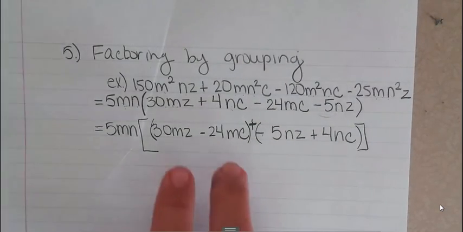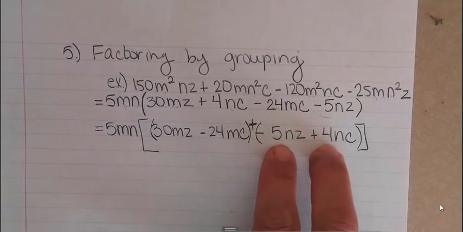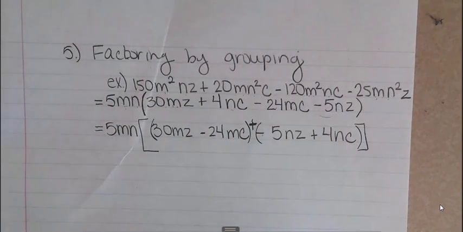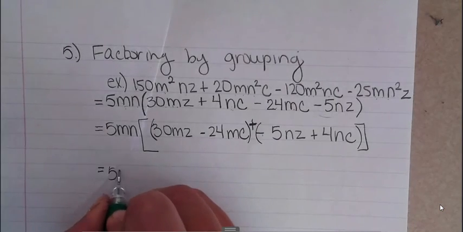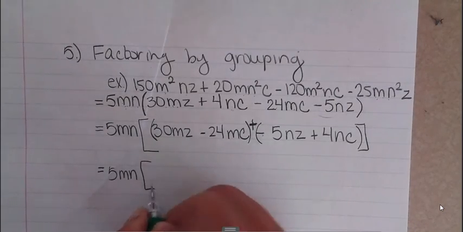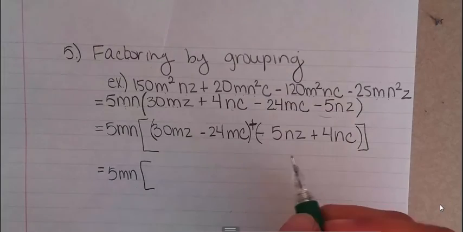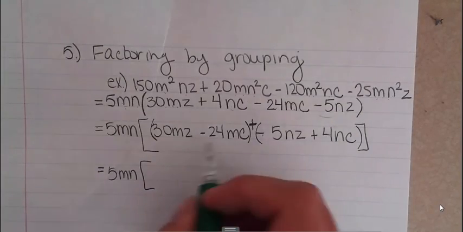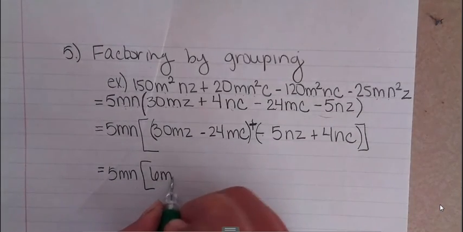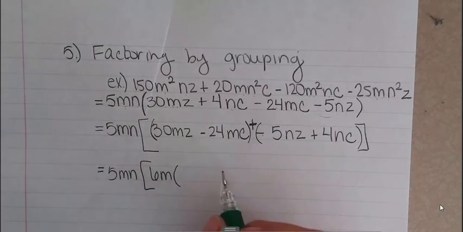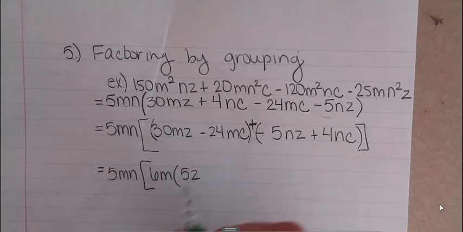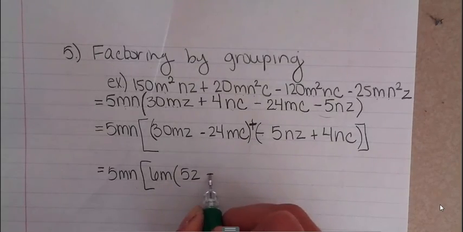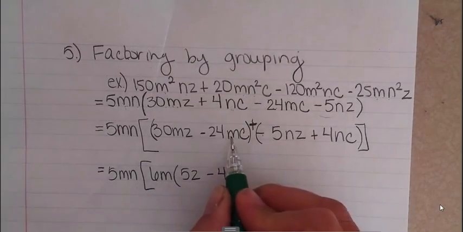Okay, so my goal now is to look at each of these groups and factor out what they have in common in each group. So I'm going to keep my 5mn outside, keep my brackets. Now looking at my first group, what do they have in common? They have a 6m in common. That's what I'm factoring out. So what's left? Well, 6m times 5z will give me that first term, and 6m times a negative 4c will give me that second term.